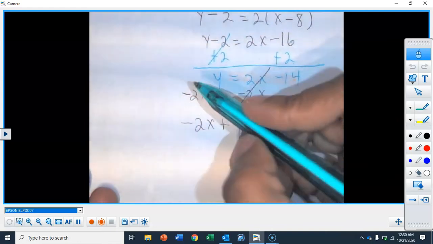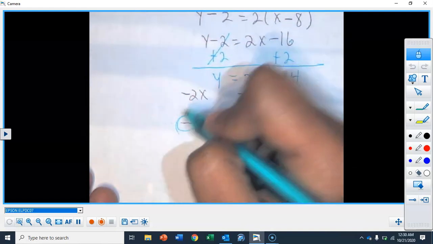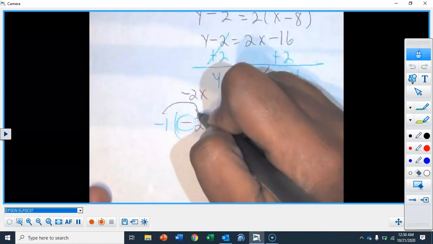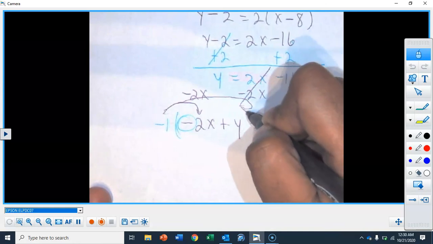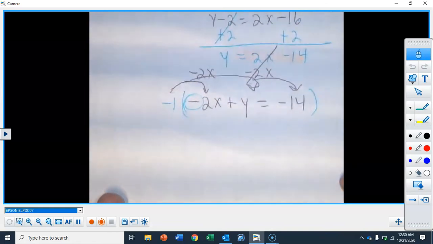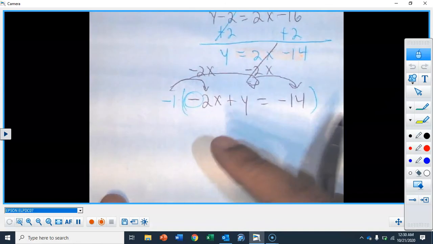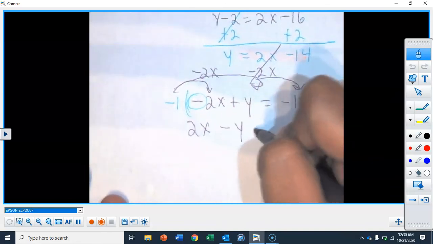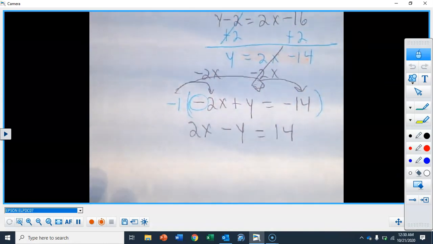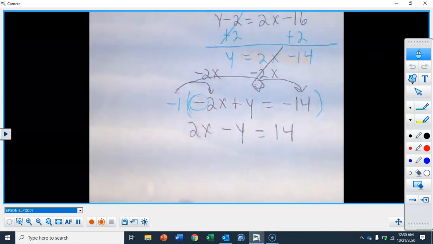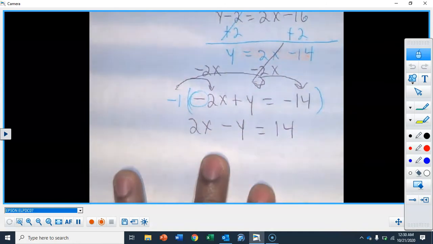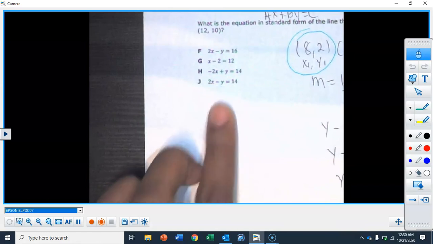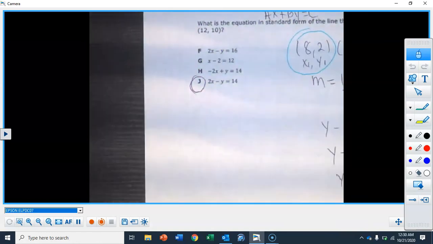We do not want this negative. Okay, so we're going to multiply everything by negative 1 because we don't want that negative 2 on the x. So this is going to be negative 1 times negative 2 is just a positive 2x. Negative 1 times y is minus y. And this is 14. Okay. So the answer we want is 2x minus y equals 14. And it's J. 2x minus y is equal to positive 14.